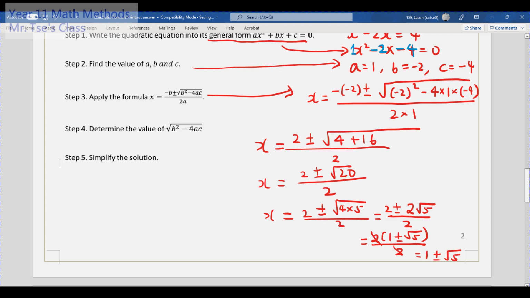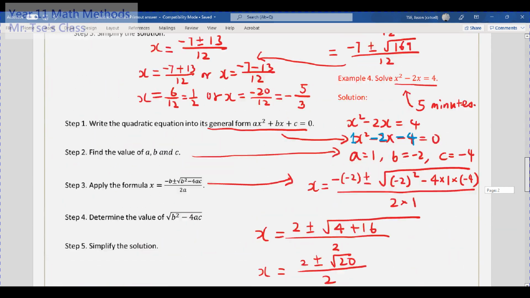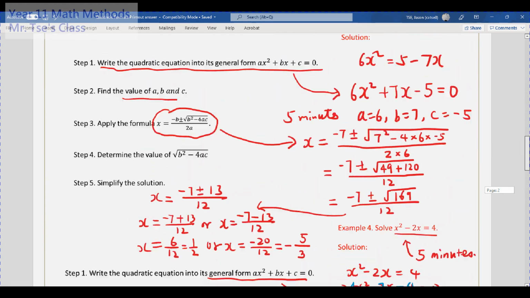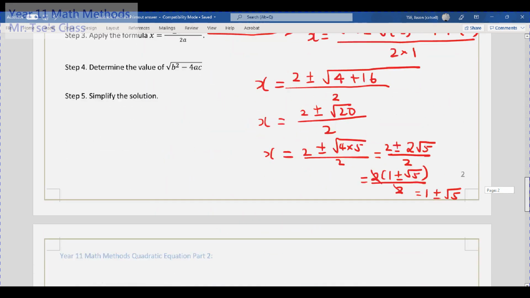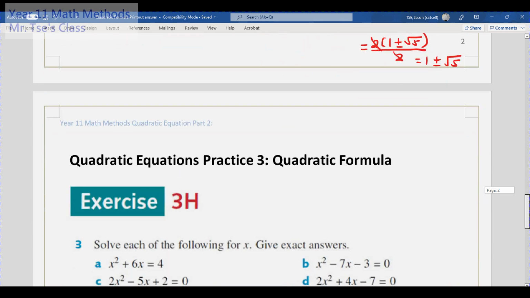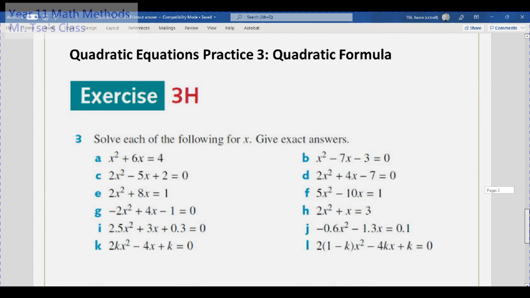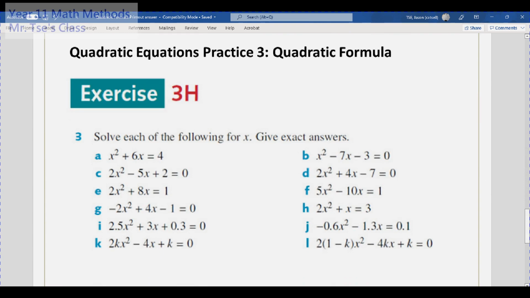Is that okay? We've done 4 examples. I allow you to try to do the last 2 examples. If you got the correct answer, that's very good. Here's practice 3, and here's some homework. So you need to do your homework.